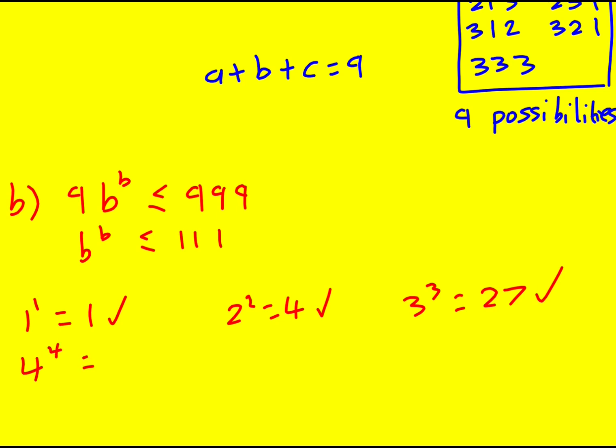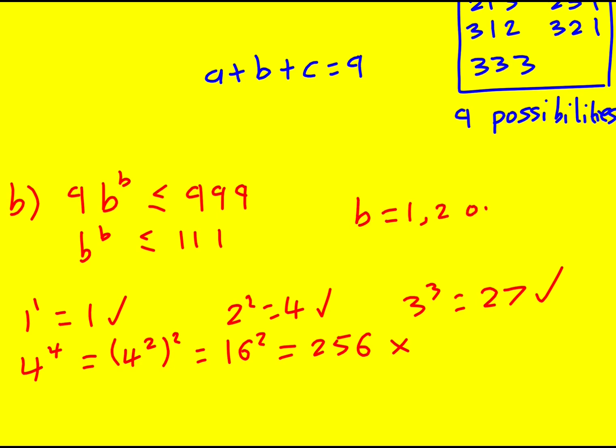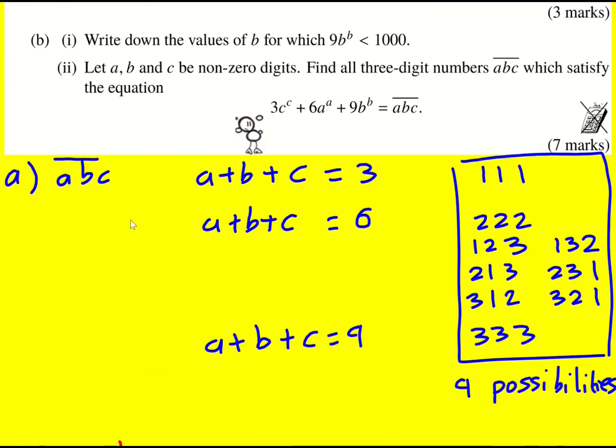4 to the 4. 4 to the 4 is 4 squared squared, which is 16 squared, which is actually 256. Work that out in whatever way you want. That one's not okay. So B is equal to 1, 2, or 3. Okay, those are answers for part 1 of that question.